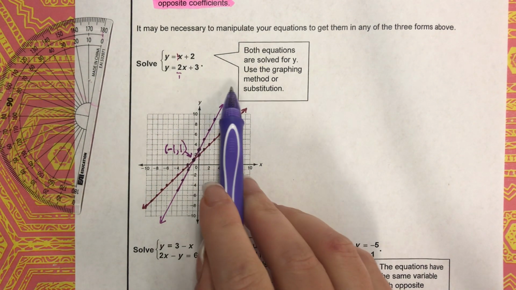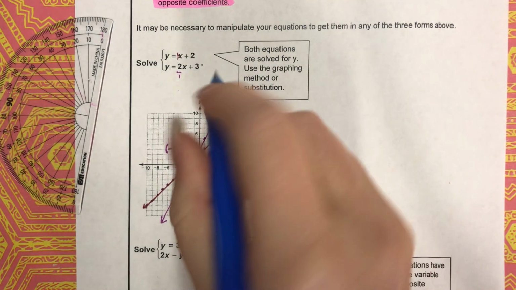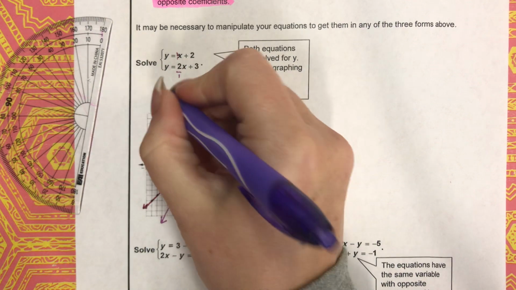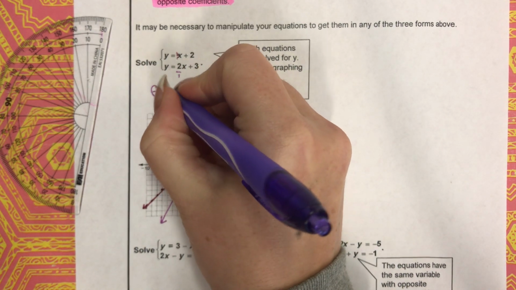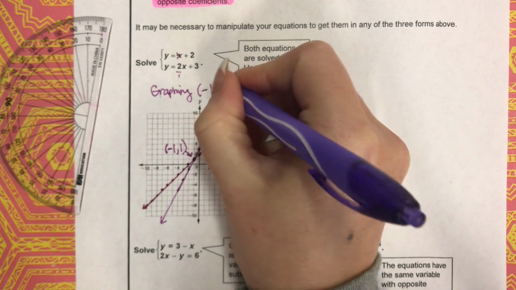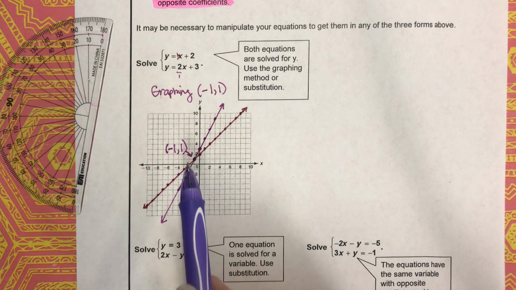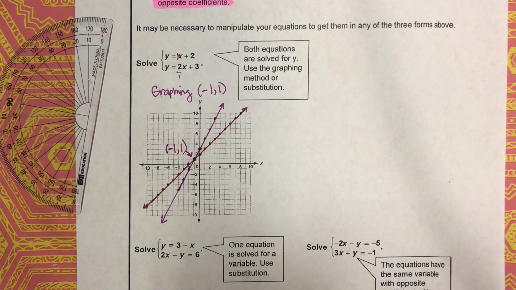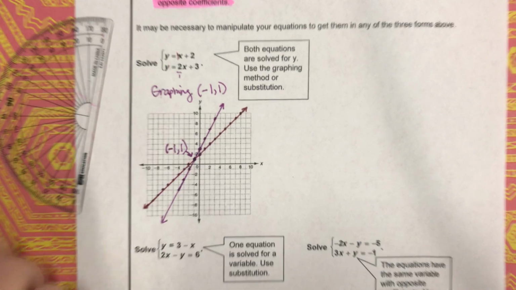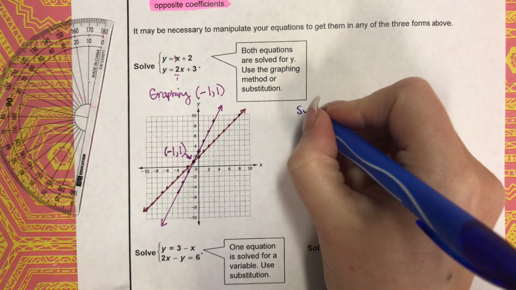Okay, let's go on to substitution over here. So we're going to substitute. So this was graphing. The idea was they're both solved for y, so let's just graph it, and that's nice. I don't have an estimate, I have an exact answer there. Okay, however, we're going to do this one through substitution.